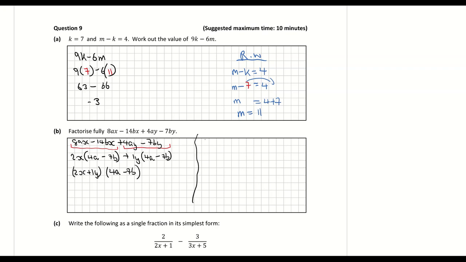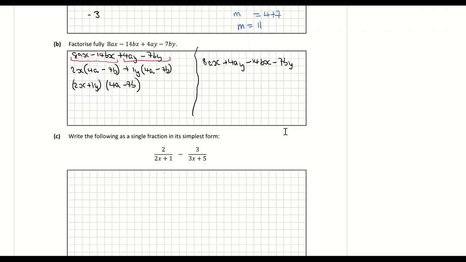Now, you could have rearranged it. That's fine. You could have rearranged it to be 8ax plus 4ay minus 14bx minus 7by. So that's the same. You can factorize it that way if you wish, but you should get the same answer.